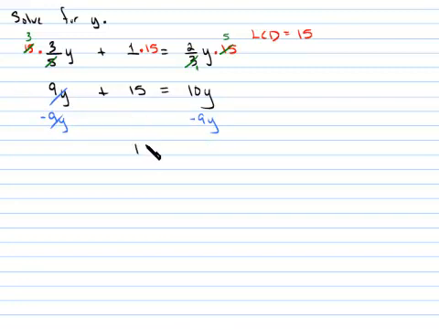Now I'm going to get here 15 equals 10y minus 9y is really 1y, or just y. So I'm just going to write y, and turns out I'm done. Once you get that variable by itself, you're done. So the solution to this equation would be y equals 15.